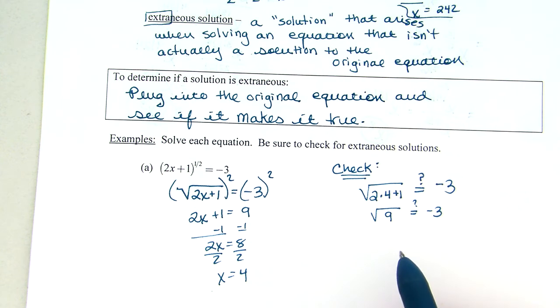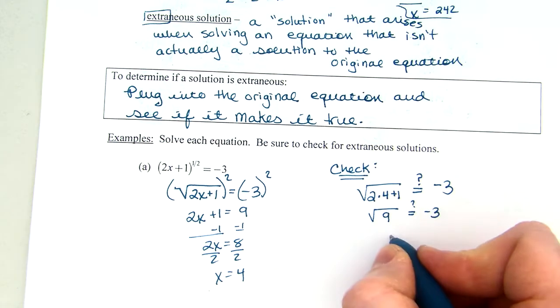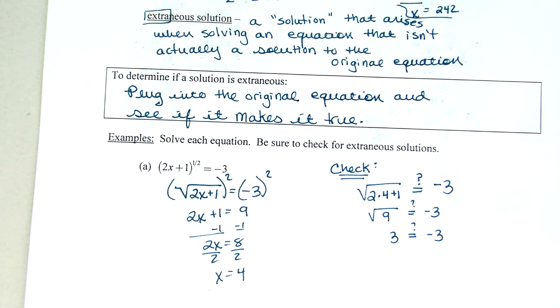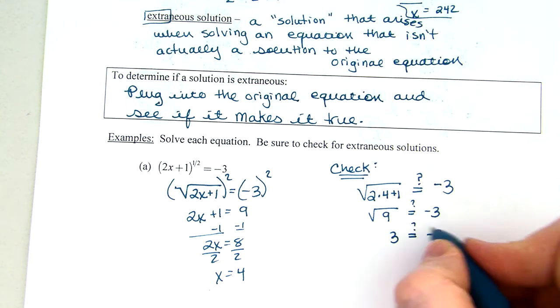What's the square root of 9? 3. You don't get 2 answers. You only get 1 answer from that. A square root of 9 is 3. Does 3 equal -3? I don't think so.